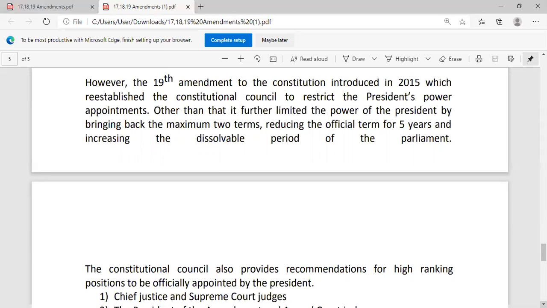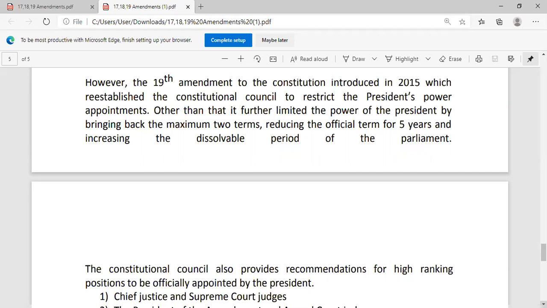This is one of the first things he did. So he brought back the maximum of 2 terms limit, which was removed in the 18th Amendment. So it said that if you have served the presidency twice, you are ineligible to run again, right? Bringing back the maximum two terms, reducing the official term to 5 years, and increasing the dissolvable period of the parliament.